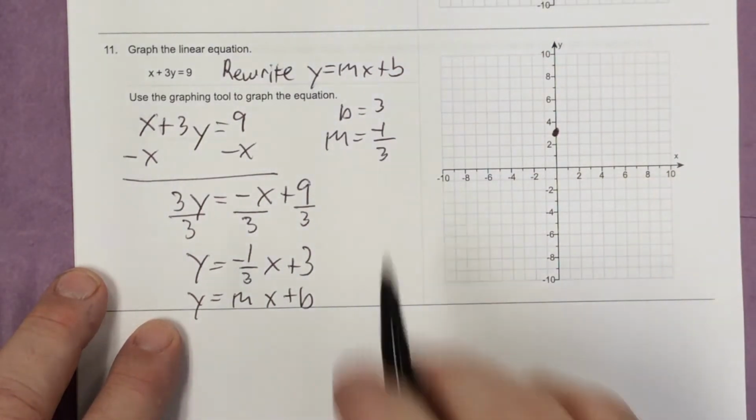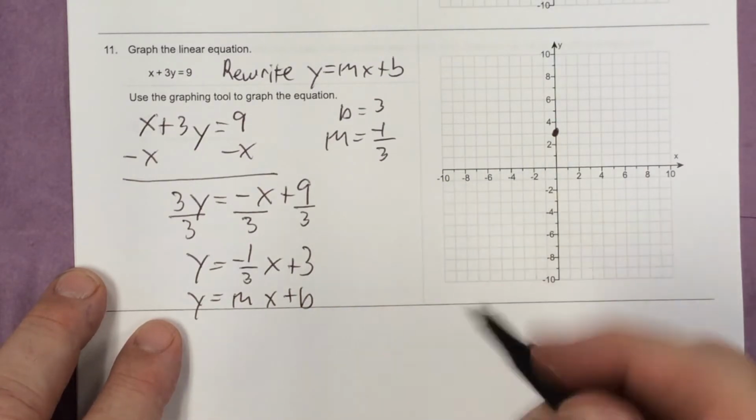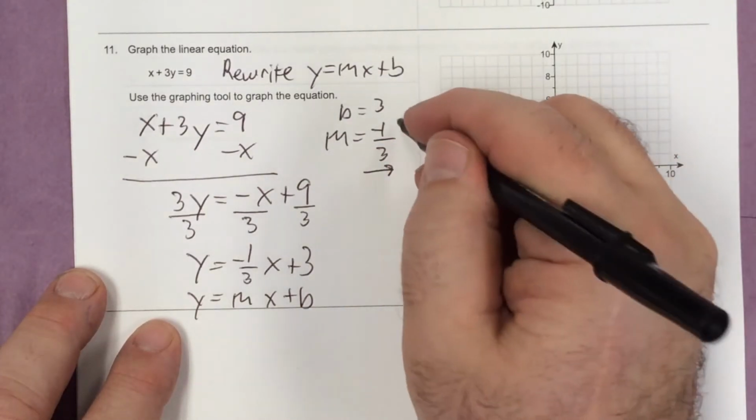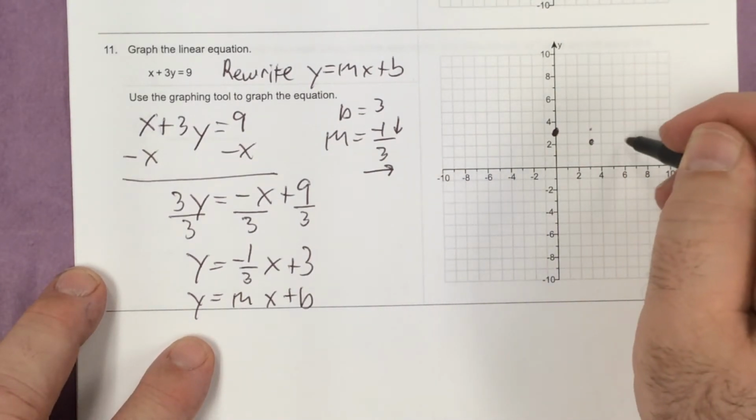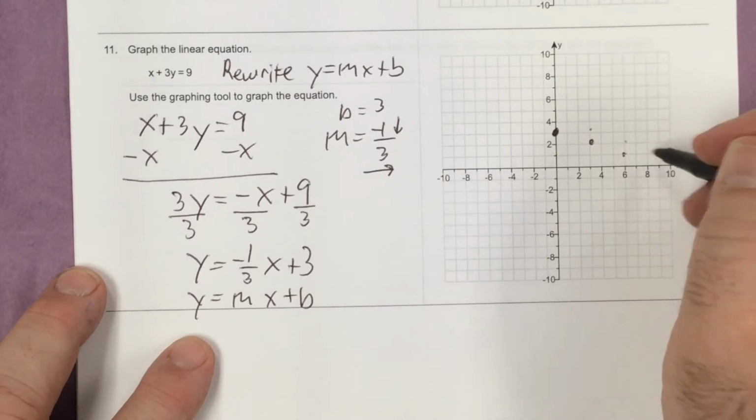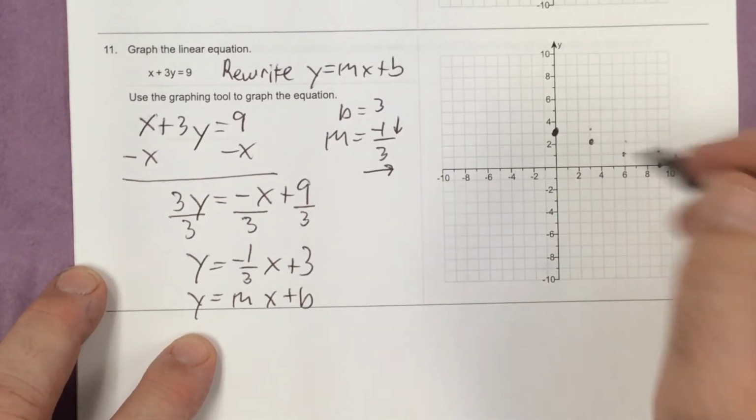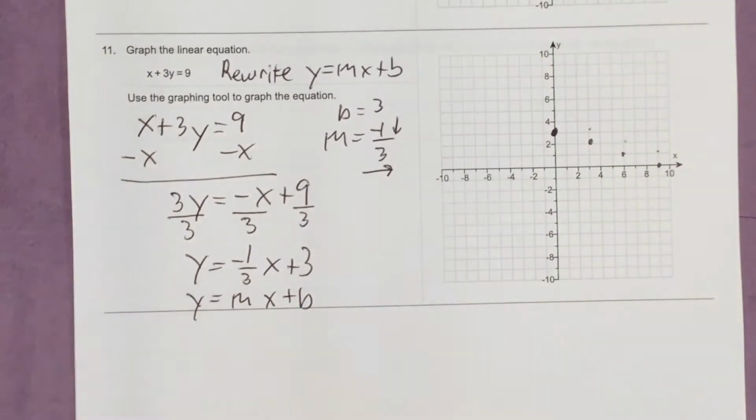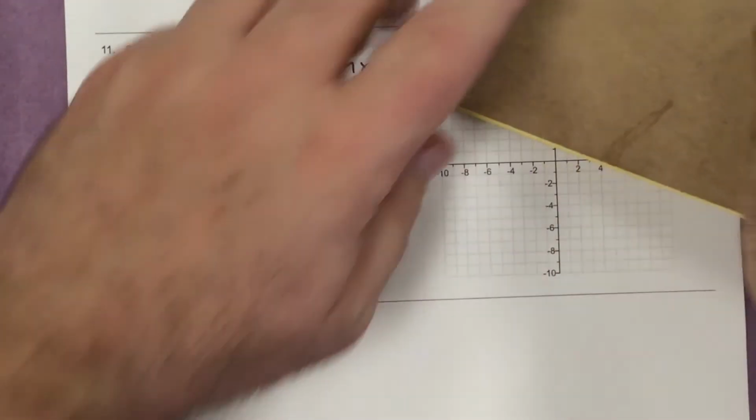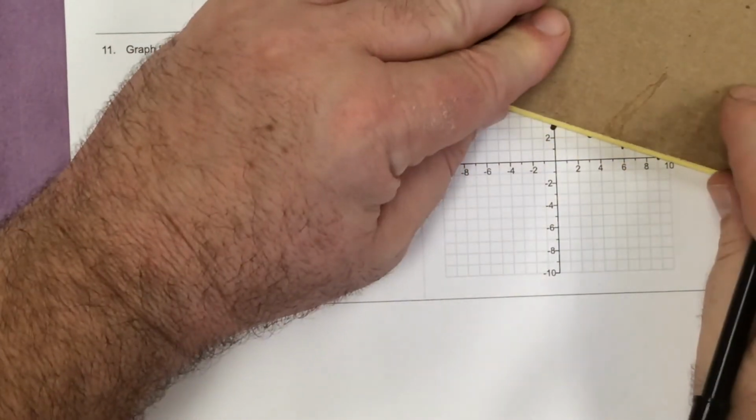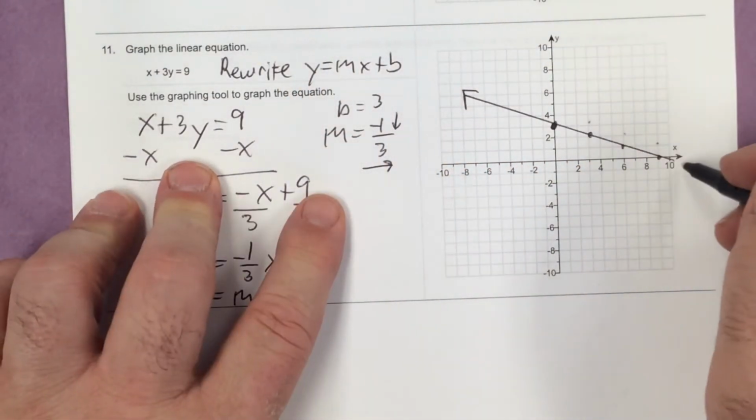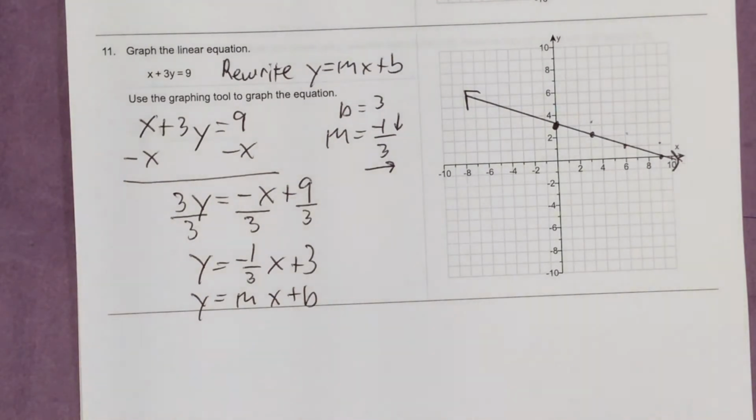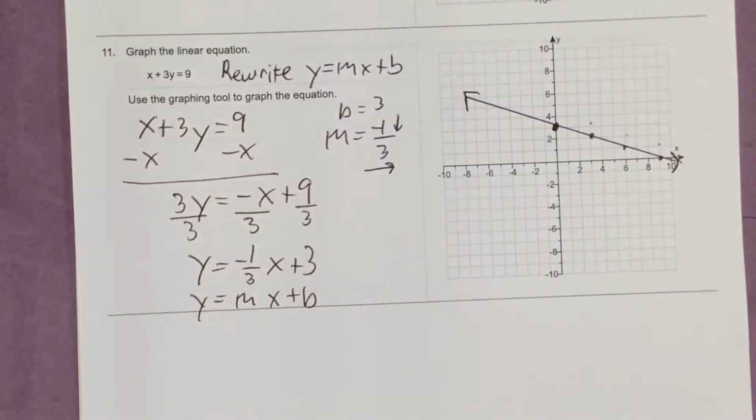What that means is, from the point I've plotted where I begin, I'm going to go to the right 3, and now I'm going to go down 1 each time. So right 3, down 1. Right 3, down 1. Right 3, down 1. And you see, if you keep following that, you should in fact get a straight line. I'll do the best I can to draw that on here. Here we go. And I now have the graph of this equation for question 11.